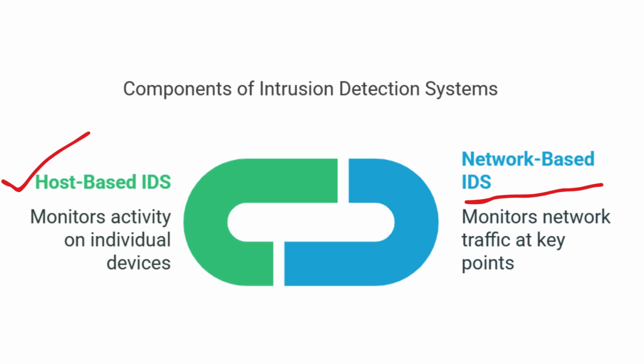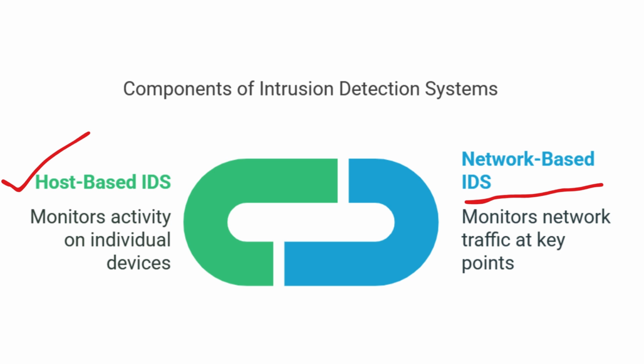The host-based IDS, HIDS, is installed on individual devices, servers, computers, or workstations, to monitor activity at the system level. How does HIDS work? It analyzes system logs for unusual behavior. It monitors file integrity, checking for unauthorized modifications. And it detects malicious activity, such as malware infections or privilege escalation.